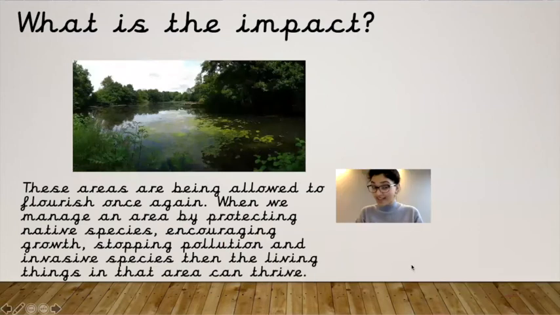What is the impact of this? The areas that we are changing are being allowed to flourish once again. When we manage an area by protecting native species, if you remember in one of our lessons, we were looking at whether or not we wanted to create a playground area on this wildlife reserve, or if we wanted to keep it the same. Well, now we're trying our best to keep these areas the same.